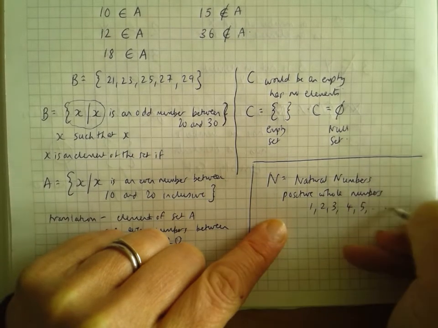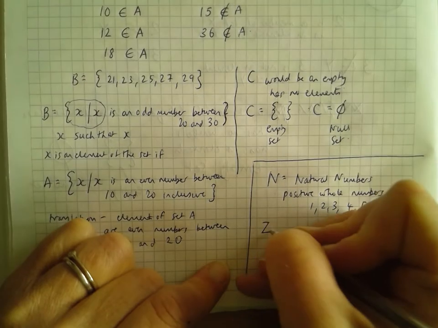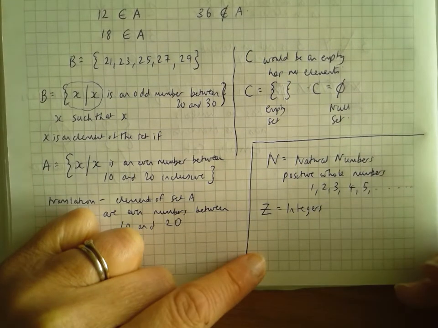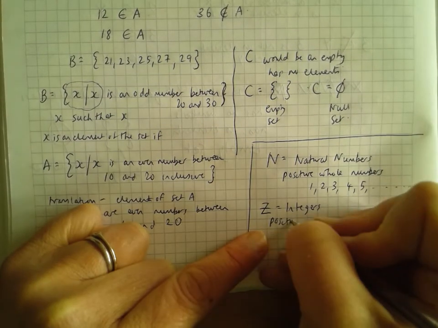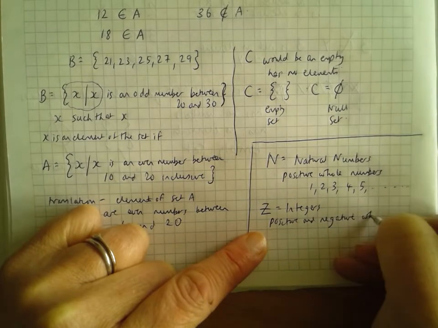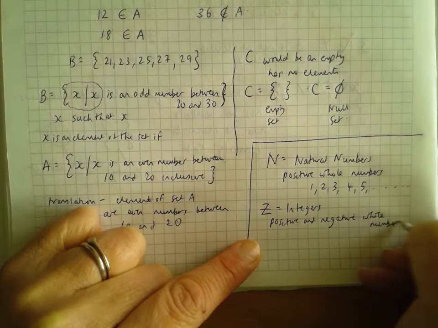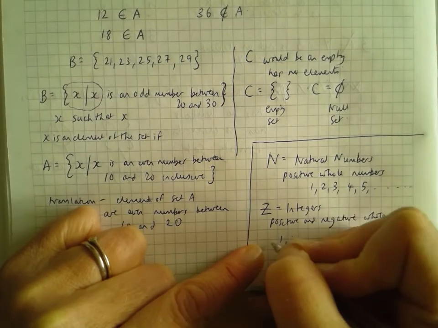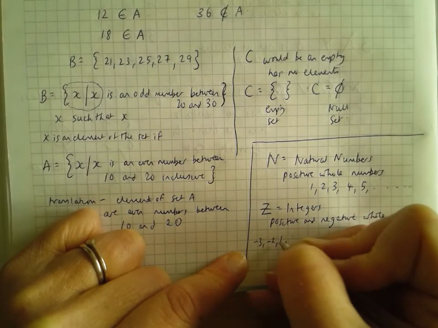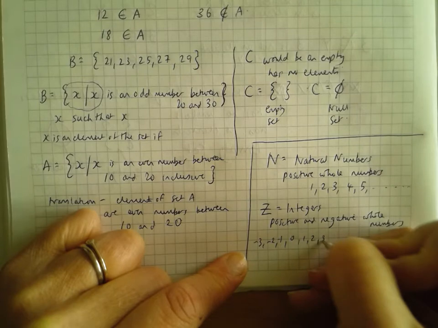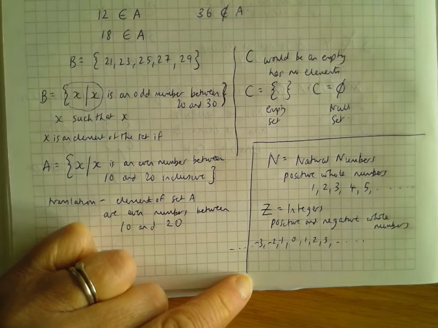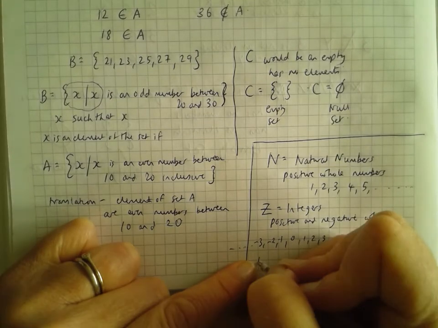Then you've got Z, which weirdly means integers. I think it's to do with some German word. I think somebody can look that up if you like. And that's positive and negative whole numbers. So something like, say, let's start back here at -3, -2, -1, 0, 1, 2, 3, but going on infinitely in both directions. Okay?